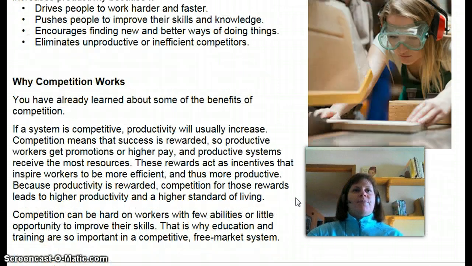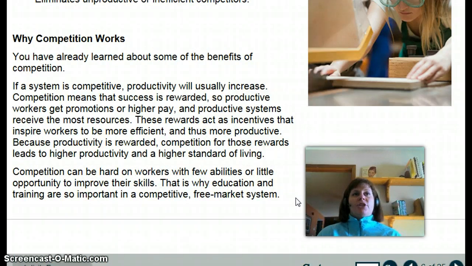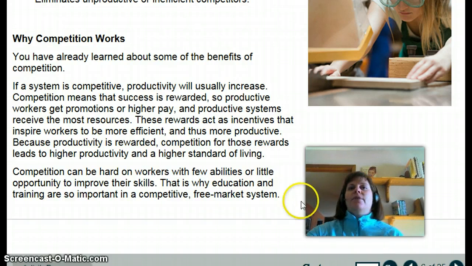Why competition works. You have already learned about some of the benefits of competition. If a system is competitive, productivity will usually increase. Competition means that success is rewarded, so productive workers get promotions or higher pay, and productive systems receive the most resources. These rewards act as incentives that inspire workers to be more efficient and thus more productive. Because productivity is rewarded, competition for those rewards leads to higher productivity and a higher standard of living. Competition can be hard on workers with few abilities or little opportunity to improve skills. That is why education and training are so important in a competitive, free market system.